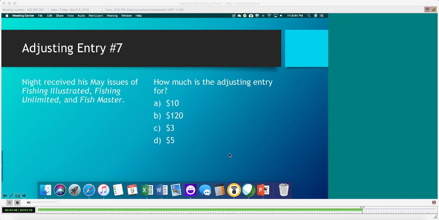Exactly. Students either do the whole 120 because that's what he purchased them for, or if they only put in the $40 in the journal as the actual transaction price, they'll put $3.33. So make sure that when you do your adjusting entry, you do it for the $10, or your amounts will again be completely off. Are there any questions on any of the adjusting entries?